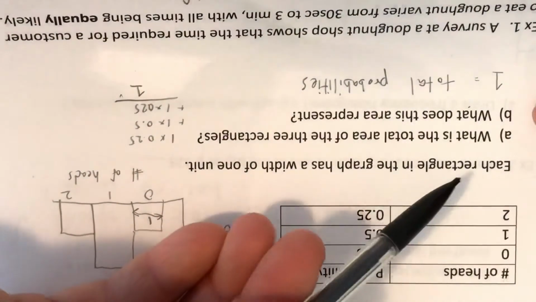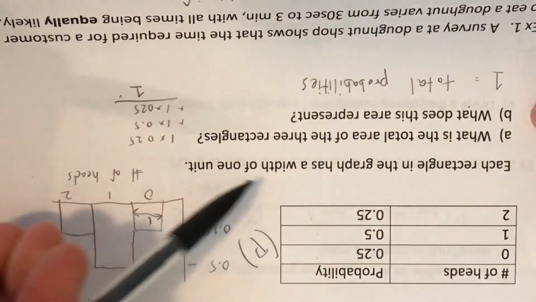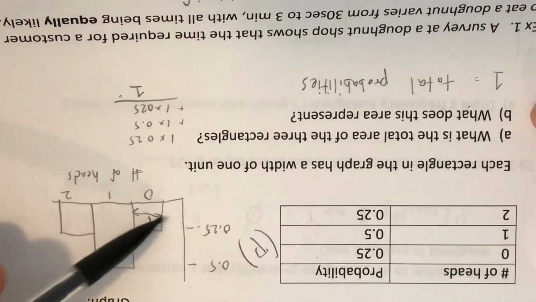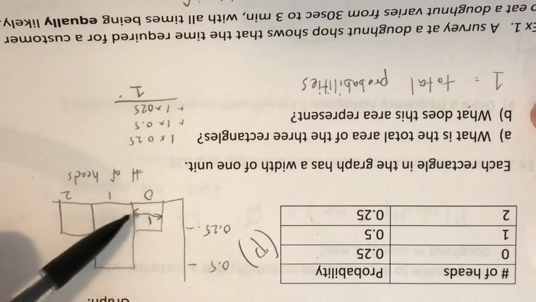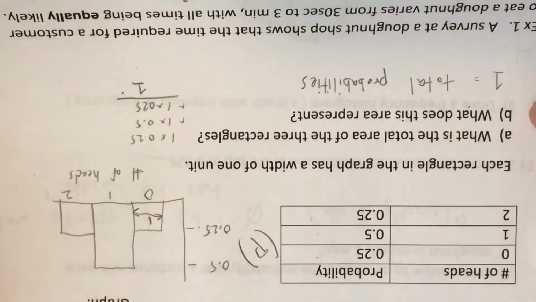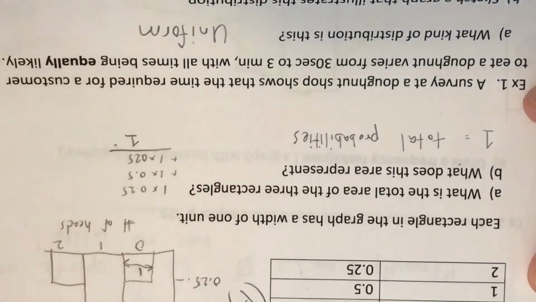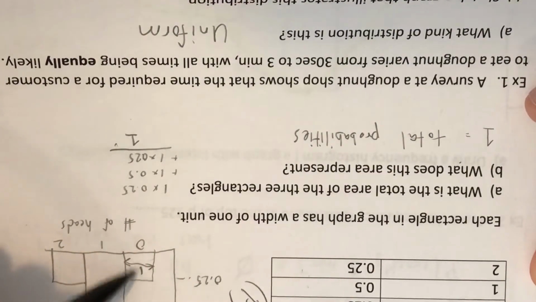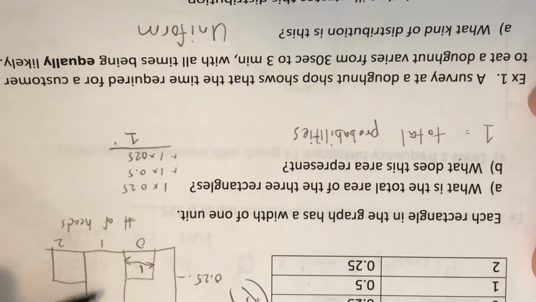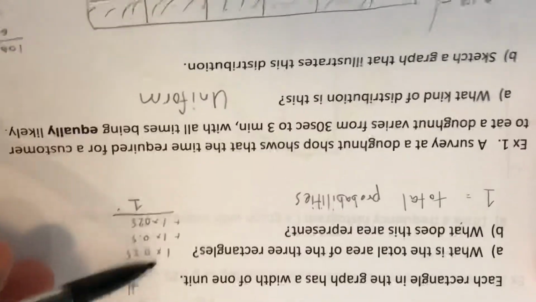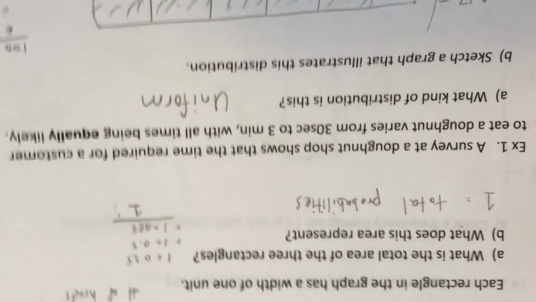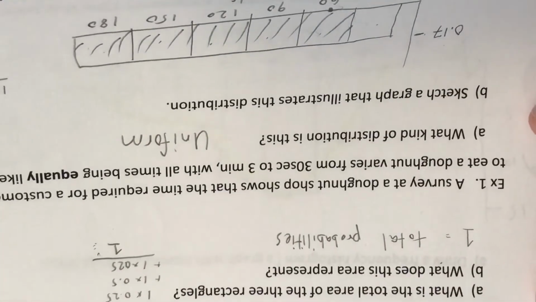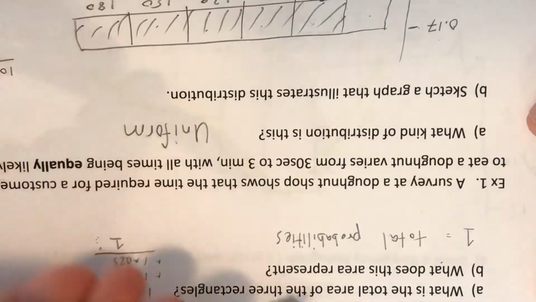So it's good to note that each rectangle has a width of only 1 unit. From 0 to 1, the space is 1 unit. And if you want to get the total area, well, 1 times 0.25, 1 times 0.5, and 1 times 0.25, when you do that, it equals 1. And what does the area represent? Well, it represents the total probabilities being 100%, which we represent with the number 1. Okay?